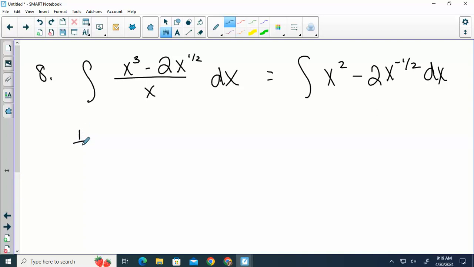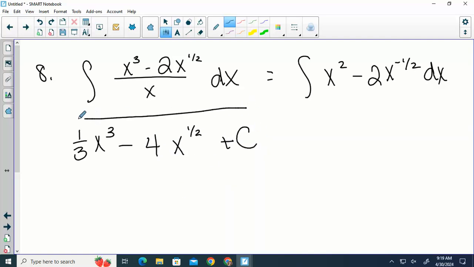Antiderivative of x squared would be 1/3 x cubed. Minus this one, if we add 1 to the power, would be a positive 1/2. So you need the reciprocal in front, so times 2. So that'll give us a 4. We don't have numbers to plug in, so we need the plus c. Are we okay on these substitution problems?